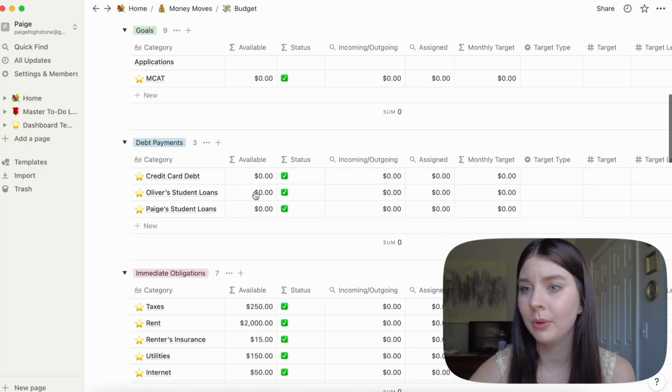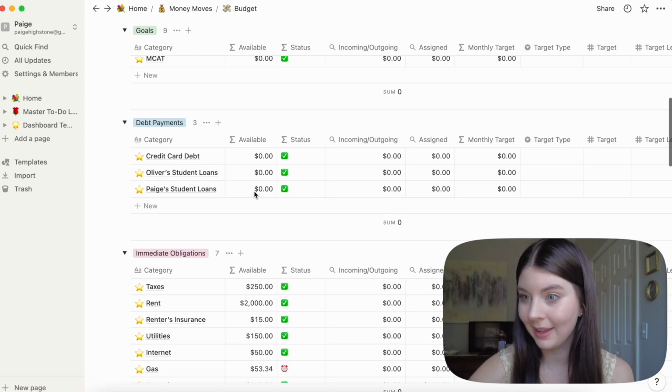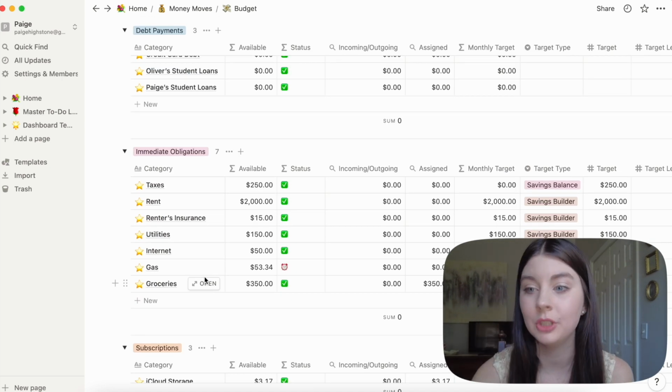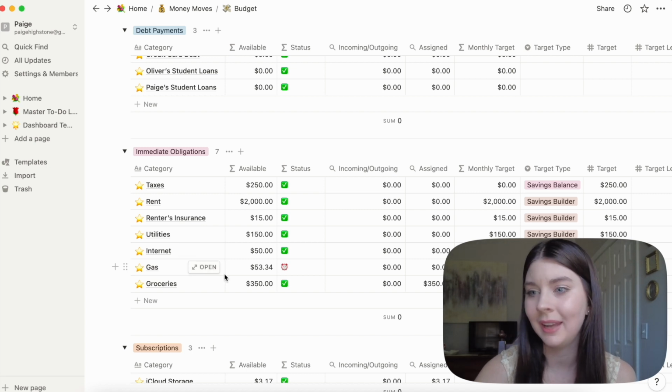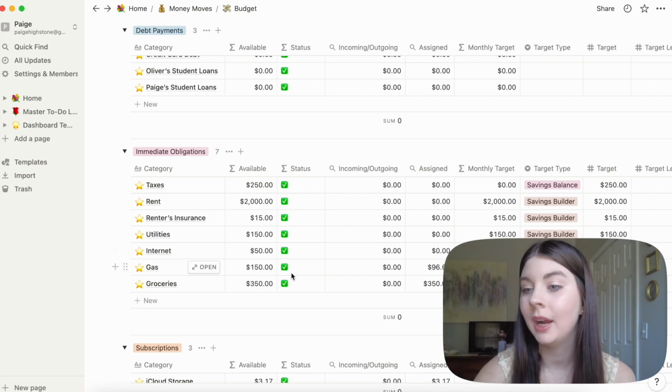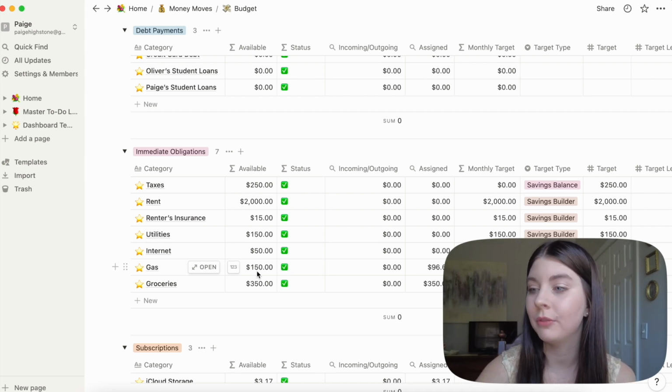Now I know back at the top we didn't fund our gas because I wasn't sure if we were going to have enough, but we do have enough money left to fund gas. So for gas, I need to add about $96.66, I think. Now we are at $150 funded for the month of May for gas.